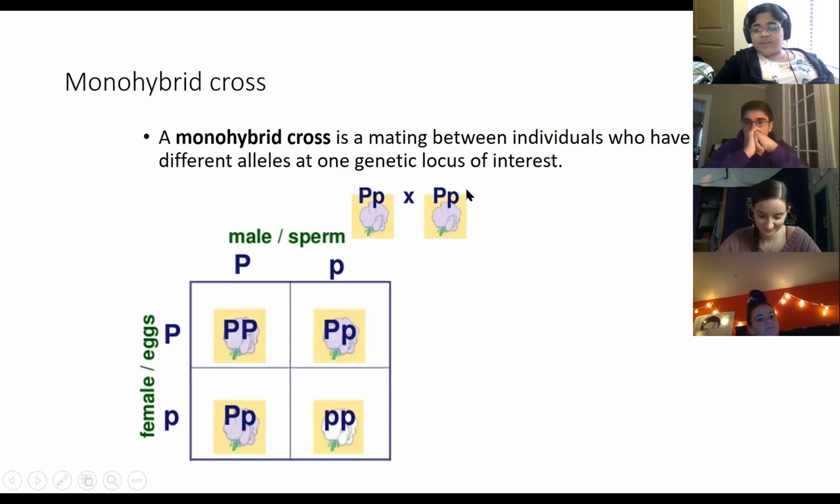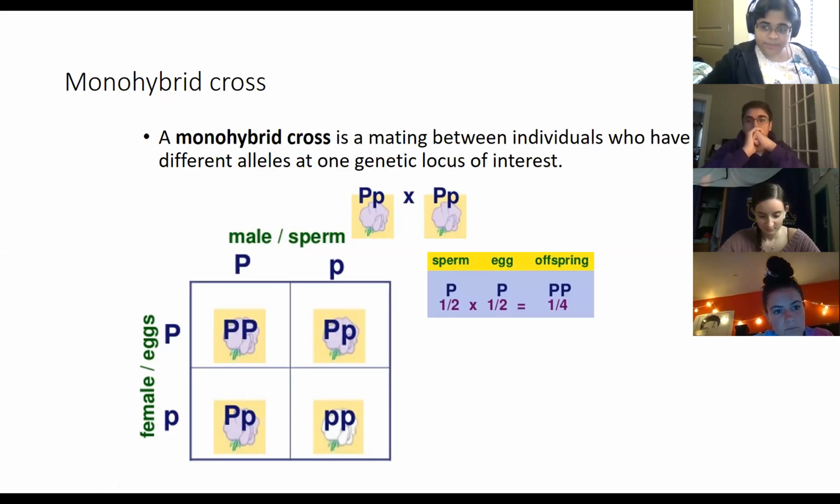If you have dominant homozygous and recessive homozygous together, everything will just end up heterozygous. Does that make sense? Okay.